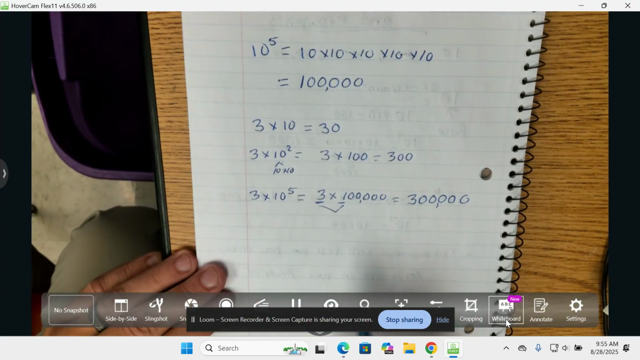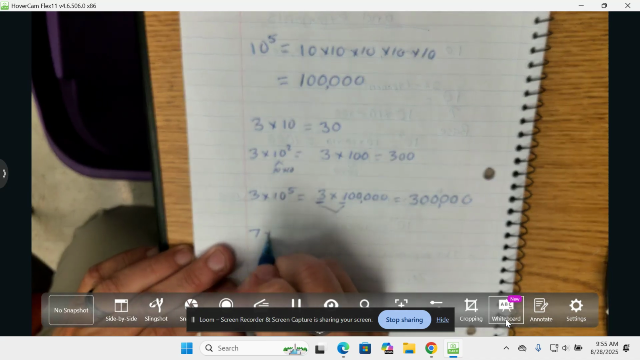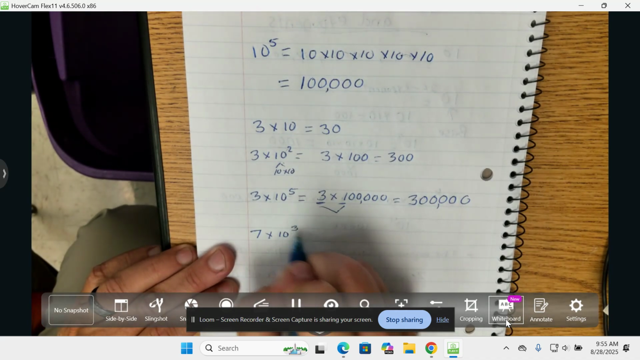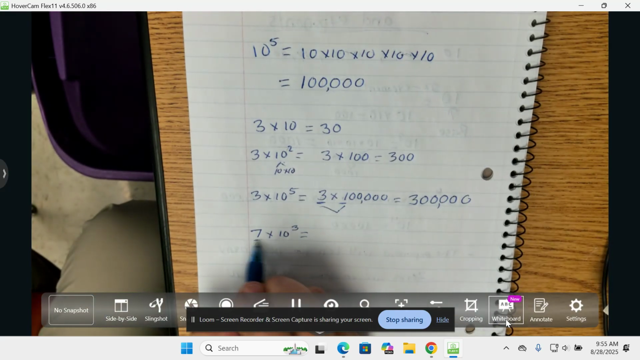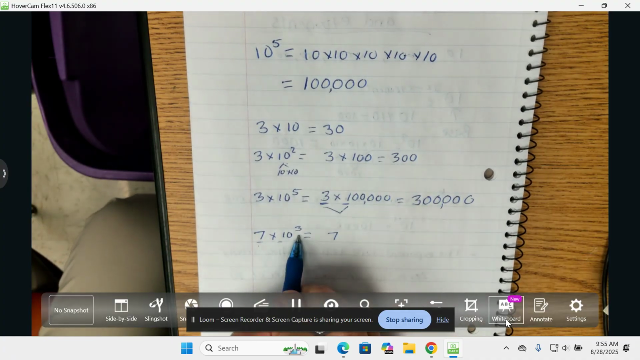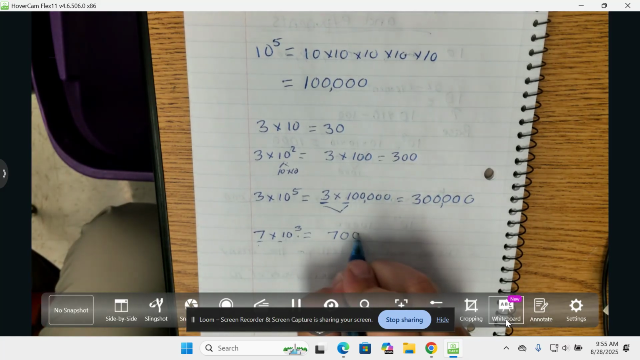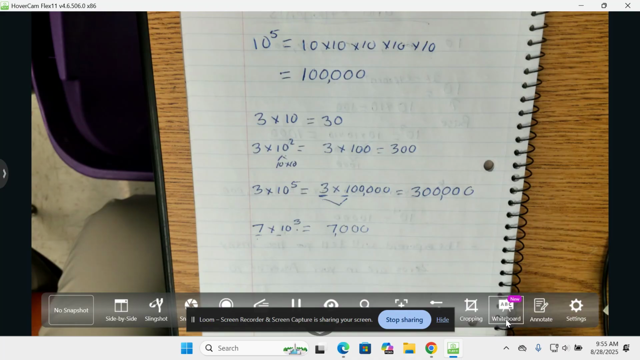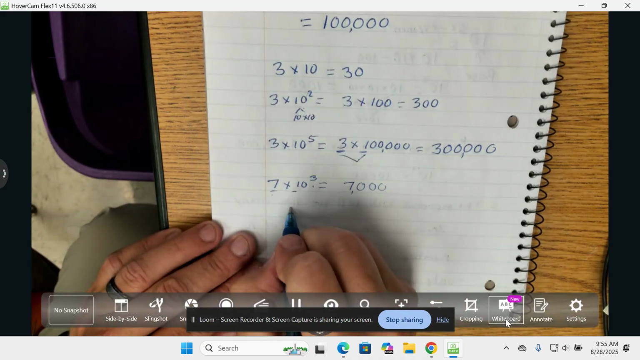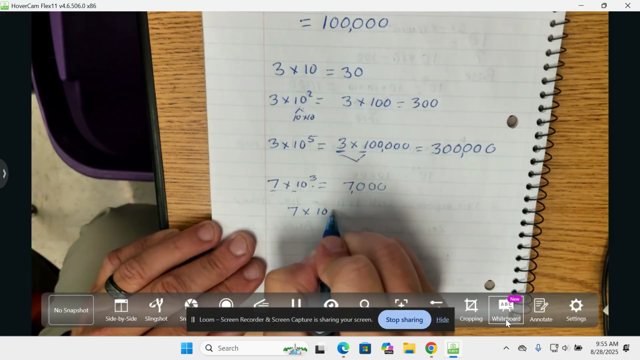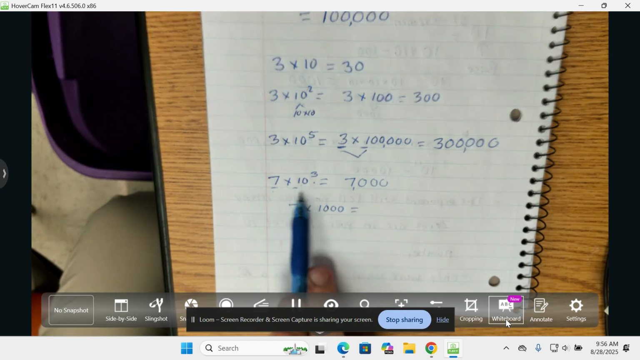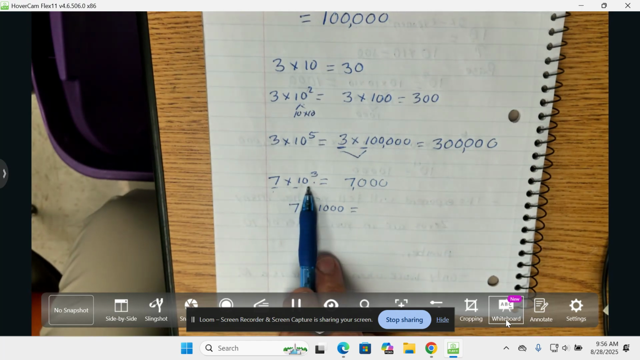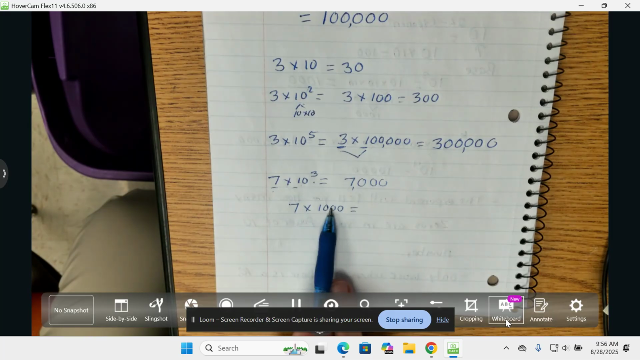Okay. What if I said 7 times 10 to the 3rd power? Okay, well, I know 7 times 1 is 7, and I know the exponent tells me how many zeros are going to be on the end. So that would be 1, 2, 3 for 7,000. How did that really look? Well, technically it's 7 times 1,000, which gives me 7,000. So that's the problem. It's just written in what they call exponential form. It's written with an exponent instead of making huge numbers.